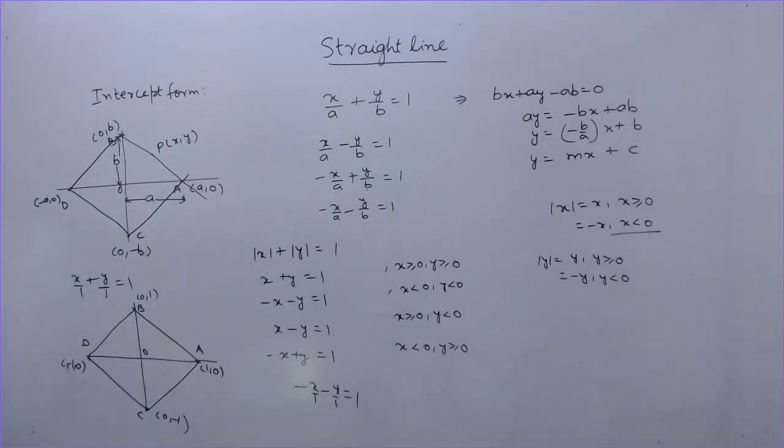This is the intercept form, and this way you can plot these straight lines. So this is called another form of the straight line, the intercept form. Now there are other forms of the straight line also, and one of them is the normal form. So let us discuss the normal form also.